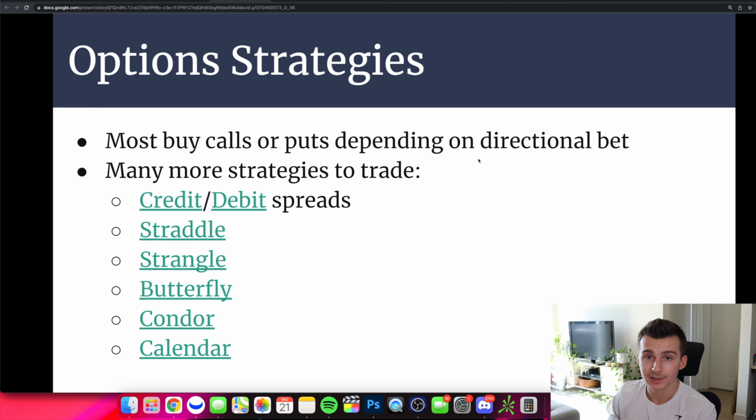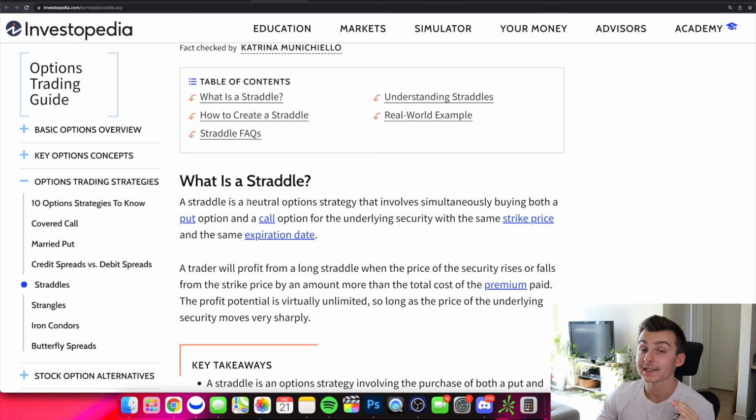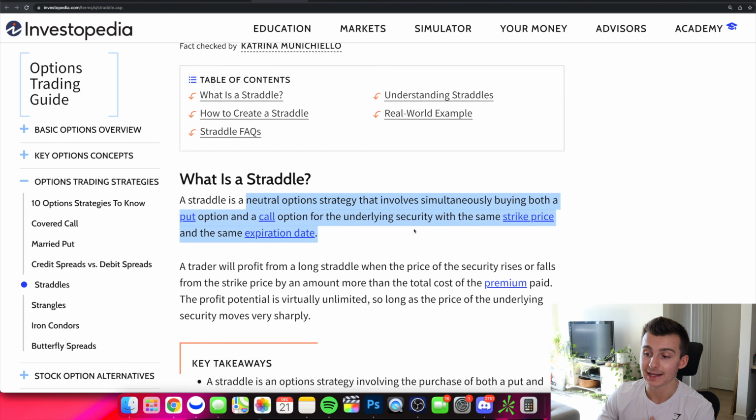We talked about credit spreads, debit spreads. Those videos are linked back there. There's things like a straddle. Let's talk about a straddle really quick in basic terms. It's a neutral strategy that makes you buy a put and a call for the same stock with the same strike price and expiration date.